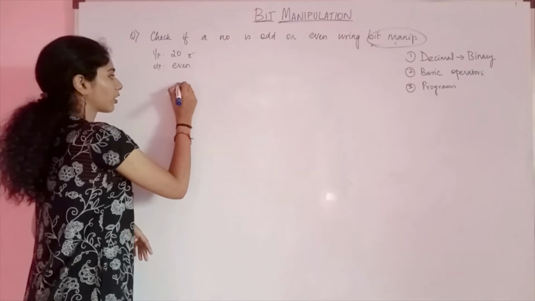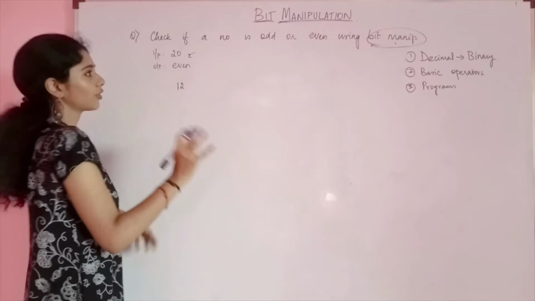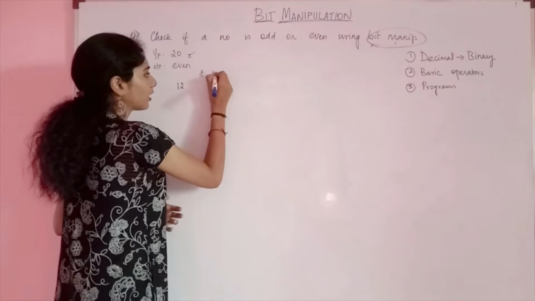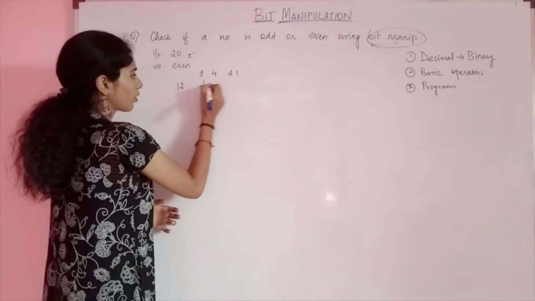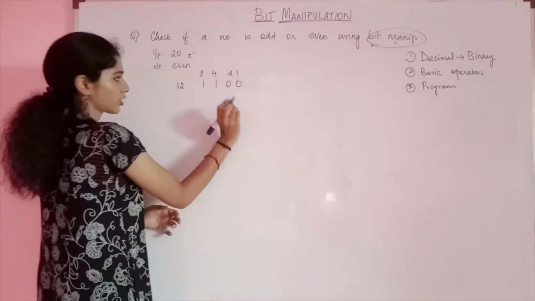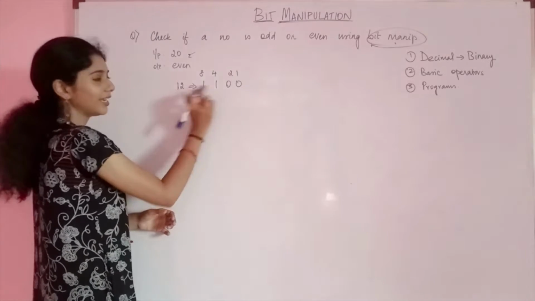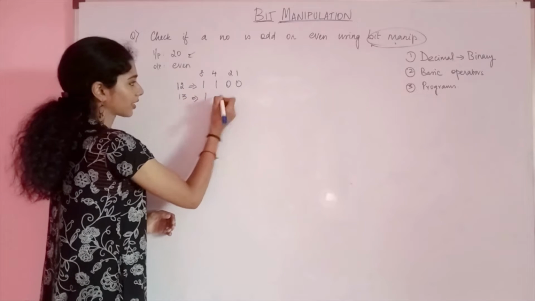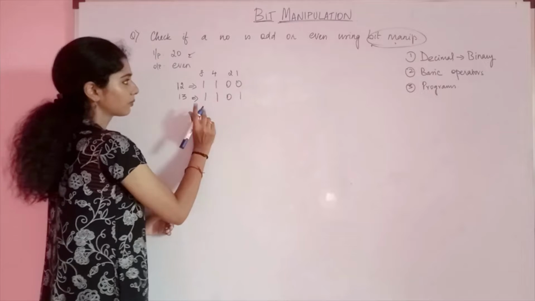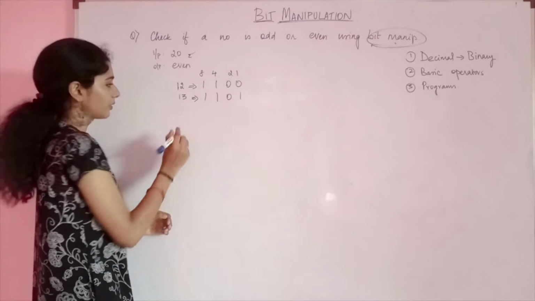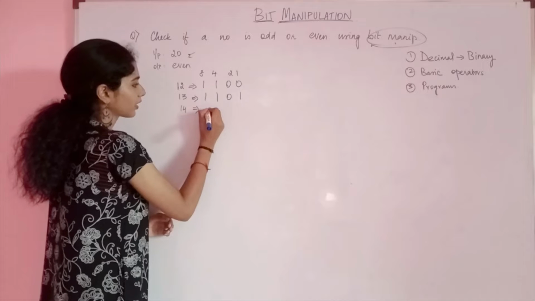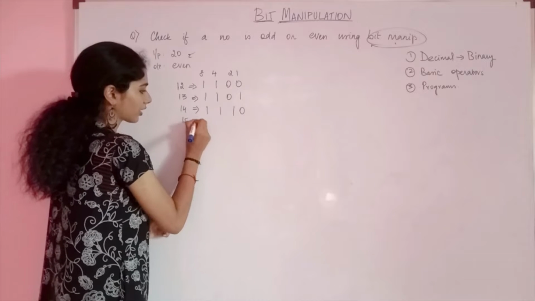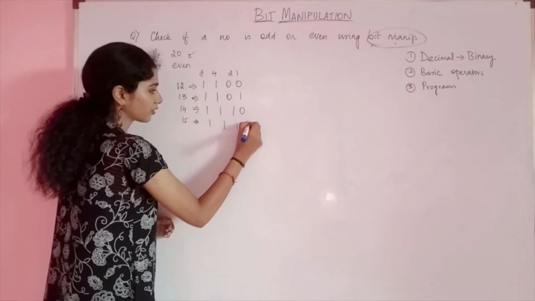Alright, let's have a quick analysis of the given question. Given a question, try to analyze it. For instance, let's have 12: 8, 4, 2 and 1. So 8, 9, 10, 11, 12: 1, 1, 0, 0. This is the representation of 12 in binary format. Then 13, how am I supposed to represent? 8, 9, 10, 11, 12 plus 1, 13. Then 14: 8, 9, 10, 11, 12, 13, 14, with 0 here. 15: 8, 9, 10, 11, 12, 13, 14, 15.